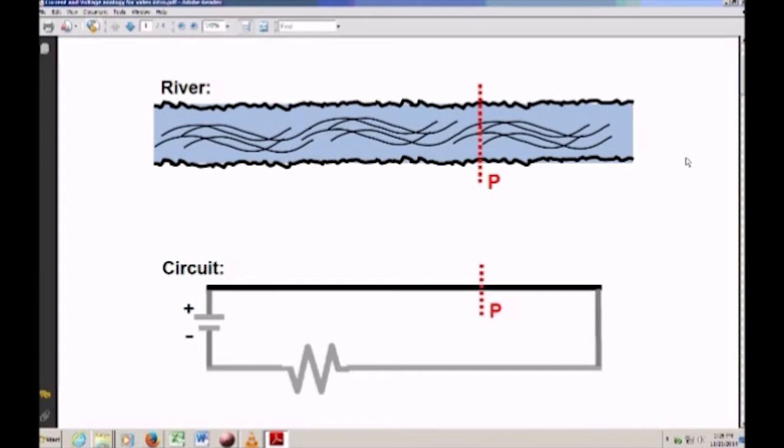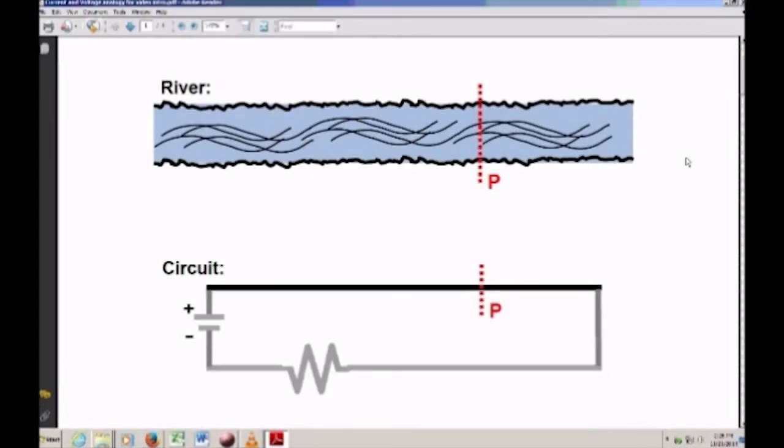So this video is going to be a very hand-wavy, intuitive explanation of the difference between current and voltage and how these two quantities change or don't change in a series or a parallel circuit. Now to begin with, I'm going to draw an analogy. I'm going to talk about a river because we're all fairly familiar with how water behaves.